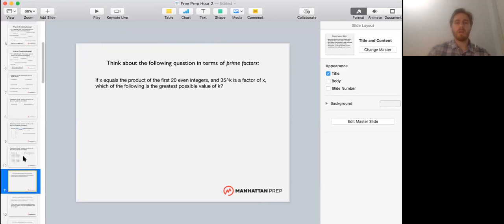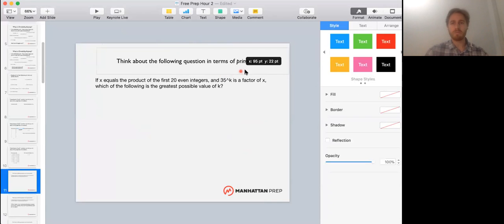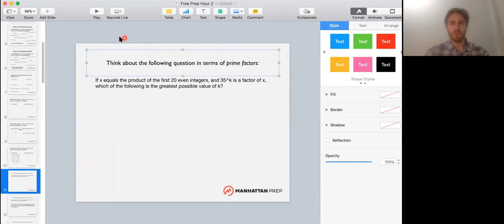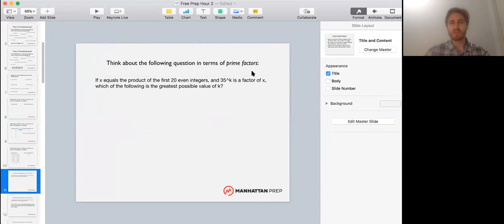Okay. X is the product of the first 20 even integers, and 35 to the k is a factor of x. So which of the following is the greatest possible value of k? I haven't presented the choices yet. I want you to think about this question. And I want you to think about it in terms of prime numbers. Think of it in terms of prime factors.